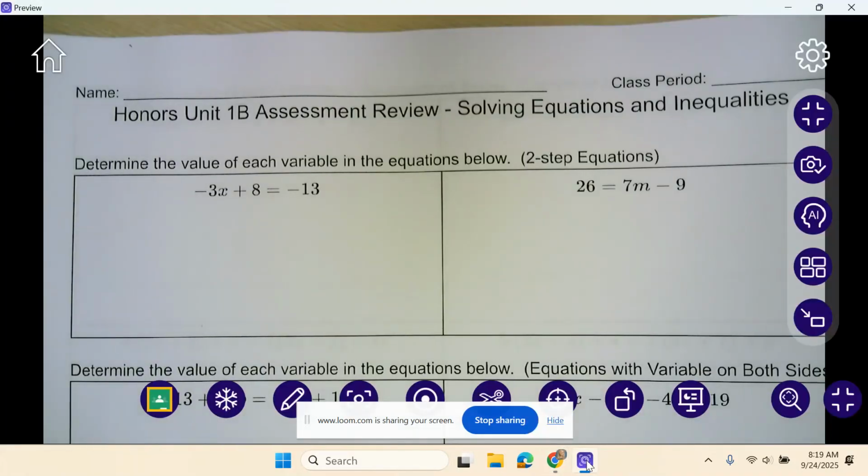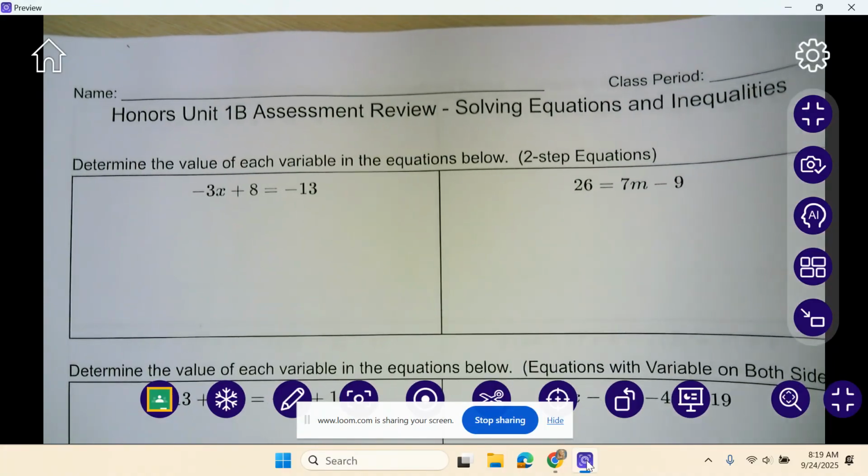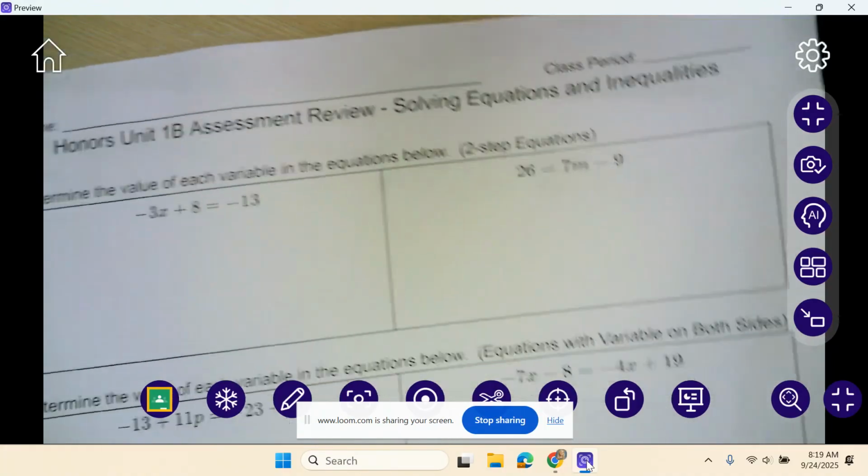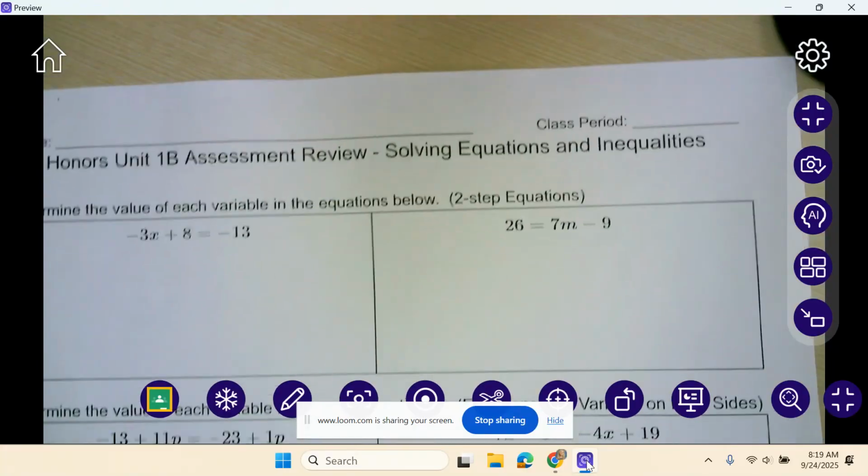Okay. So this is the Honors Unit 1B Solving Equations and Inequalities review. So the first part is going to be our two-step equations.